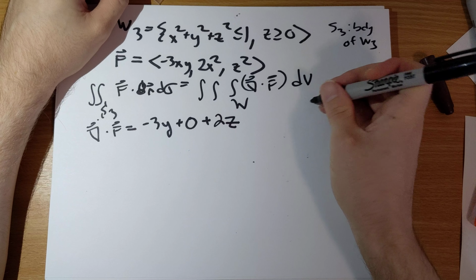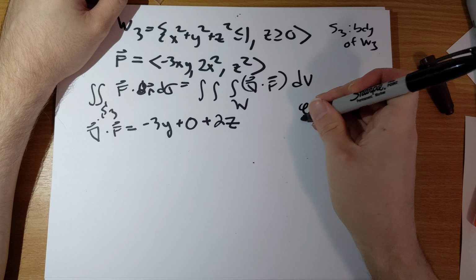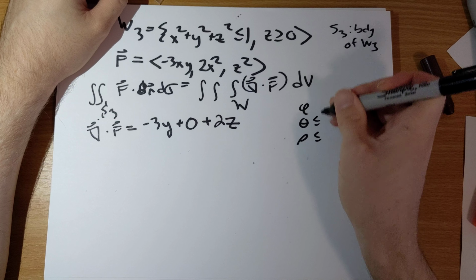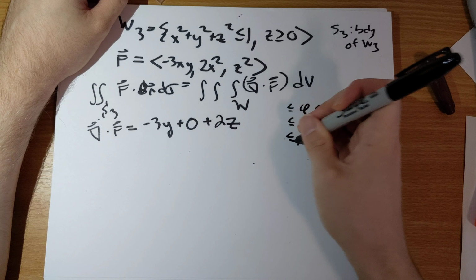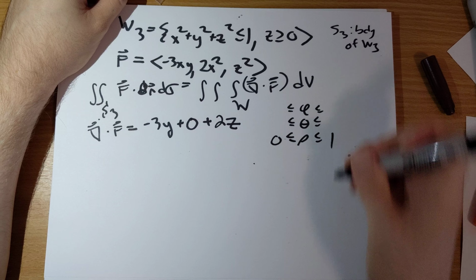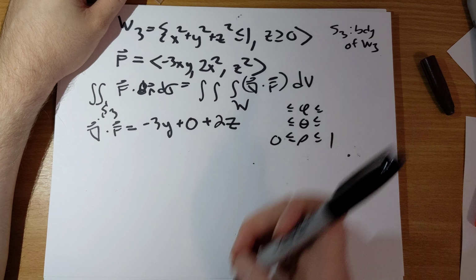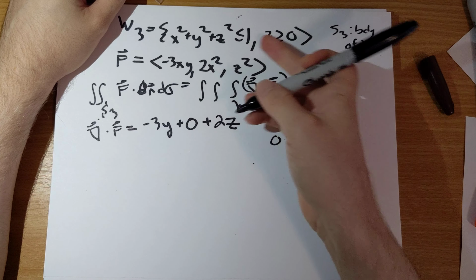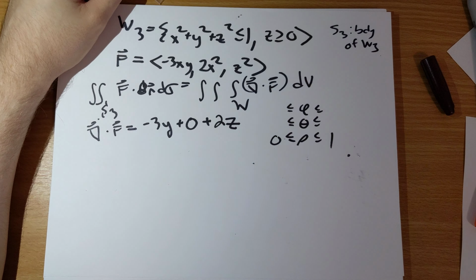What are the bounds? The bounds need to be on phi, theta, and rho. It's a sphere of radius 1, so rho runs from 0 to 1. The only bound here in terms of x, y, and z is z greater than or equal to 0. That gives us phi is from 0 to pi over 2. Theta runs from 0 to 2 pi.